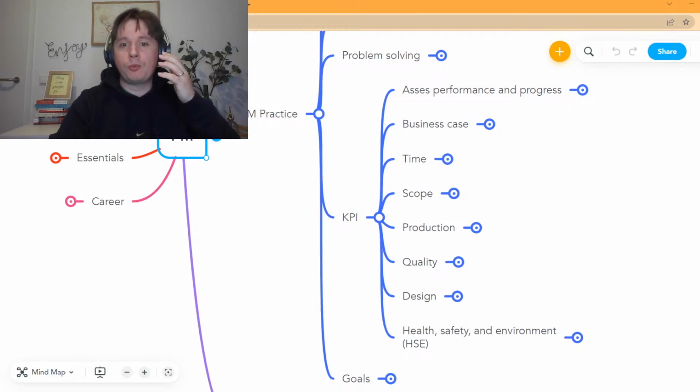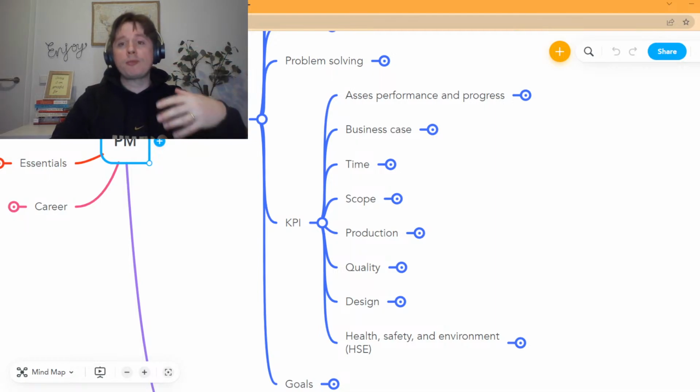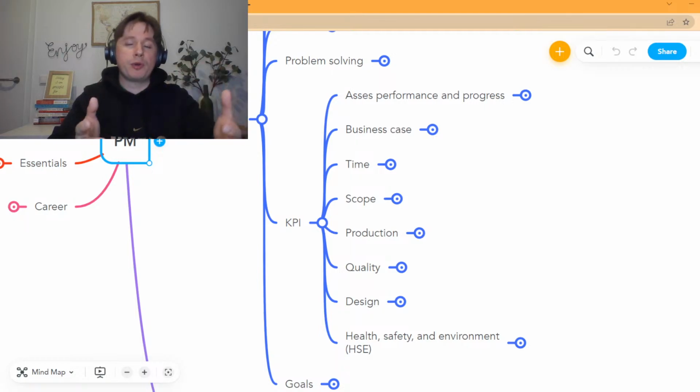First of all, what's a key performance indicator? Basically, a key performance indicator is a way to assess the performance and the progress to a specific goal. To put this in very simple words, if you want to travel somewhere, if you're going to do a road trip, then you have a destination. For example, I'm in the Netherlands.